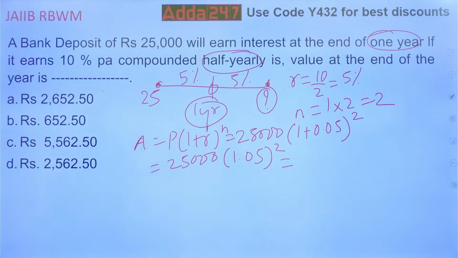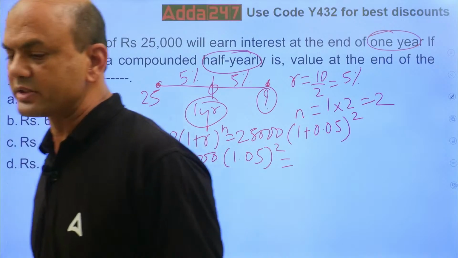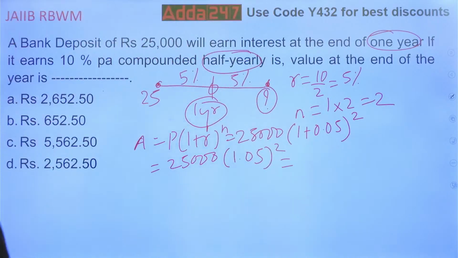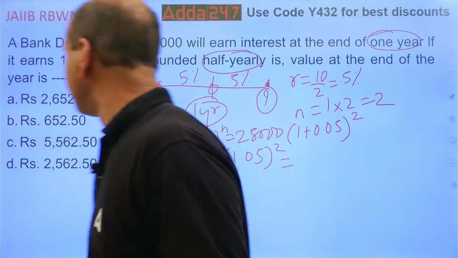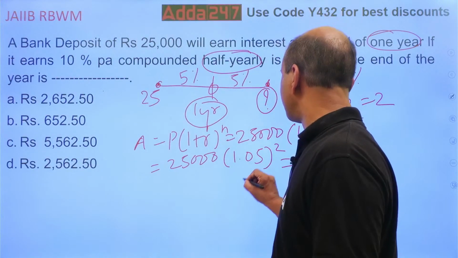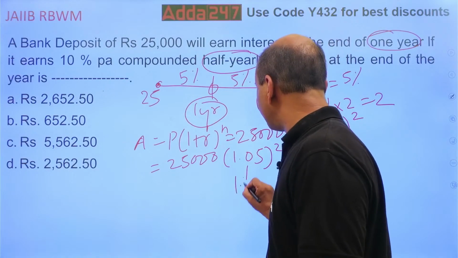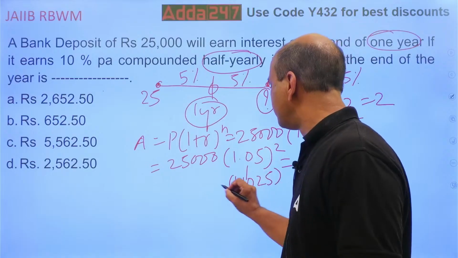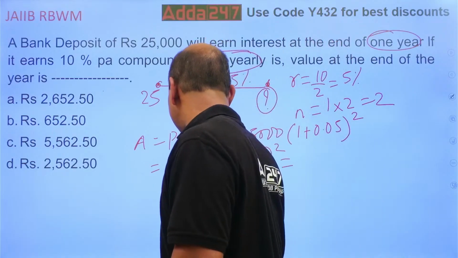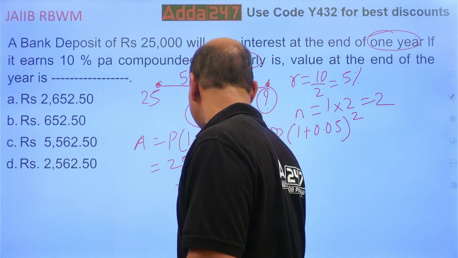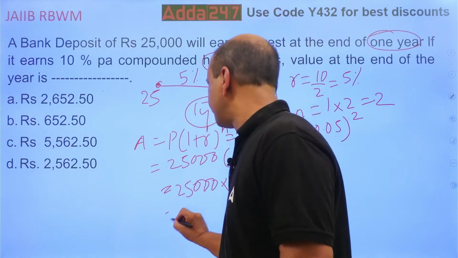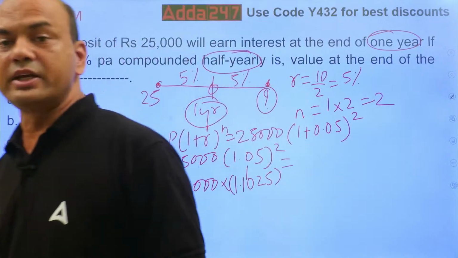First get the answer for 1.05 raised to 2. What is the answer for this? 1.05 raised to 2, the answer is 1.1025. This is your answer for this. Multiplied with 25,000. Now get the answer. So it is 25,000 into this.